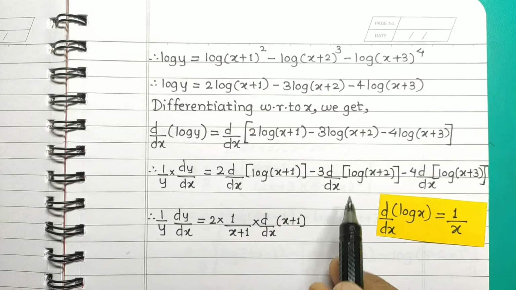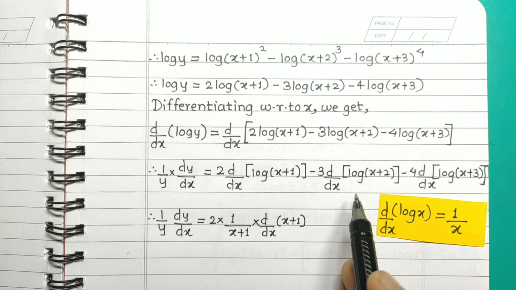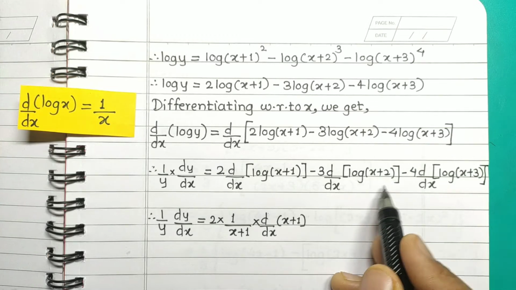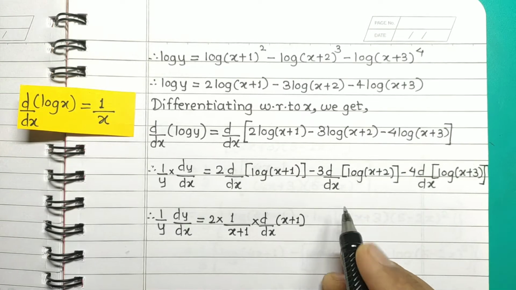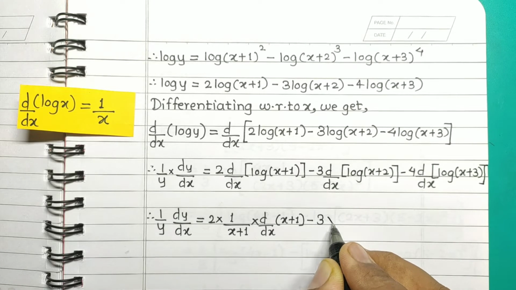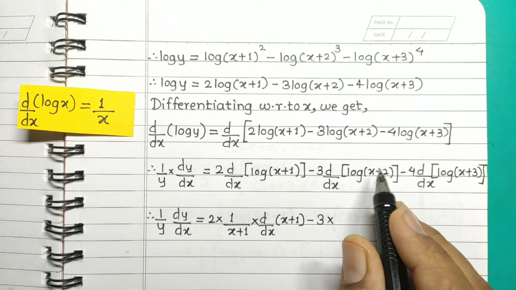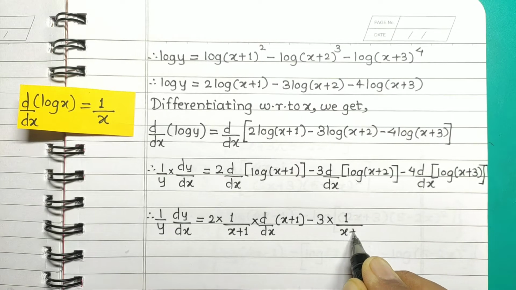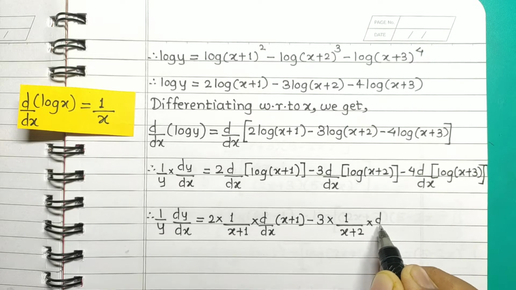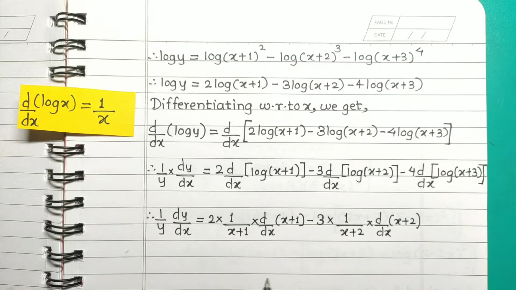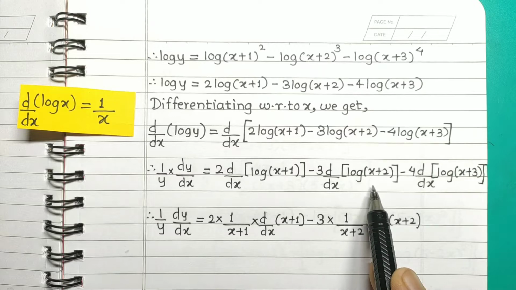Now let's evaluate the next derivative. So here again, log of something is a composite function, so again we have to use the chain rule. This 3 is constant into, let's treat it as log of something. So its derivative is 1 upon something, 1 upon (x plus 2), into the derivative of something, which is x plus 2. So again here we have used the chain rule to differentiate this composite function.